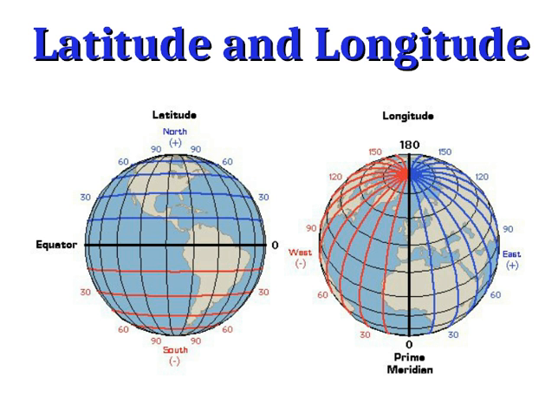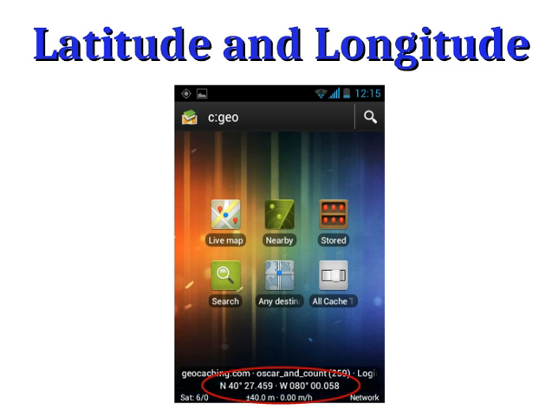So if we have a roughly spherical Earth, we can give coordinates for any location on that Earth by a combination of what we call latitude and longitude. So latitude will measure how far north or south you are from the equator. Longitude will measure how far east or west you are from what's called the prime meridian. And so with these 2 coordinates, which are both given in degrees, you can pinpoint the location of any spot on the Earth. So for example, right now, I'm located at 40 degrees, 27.459 minutes north, and 80 degrees, 0.058 minutes west.